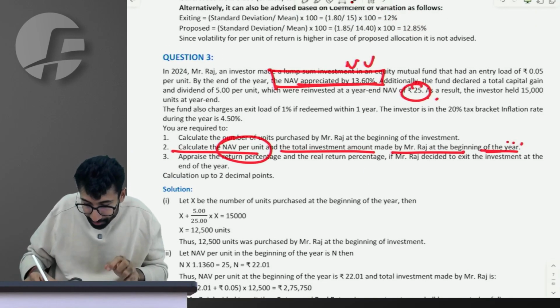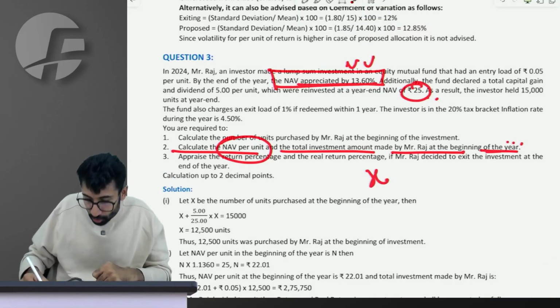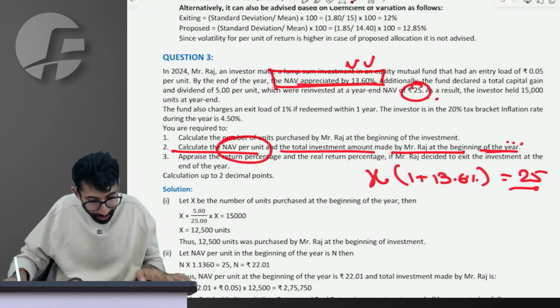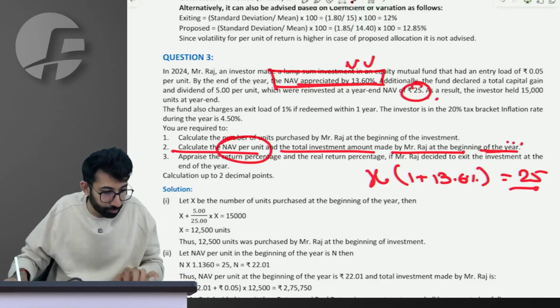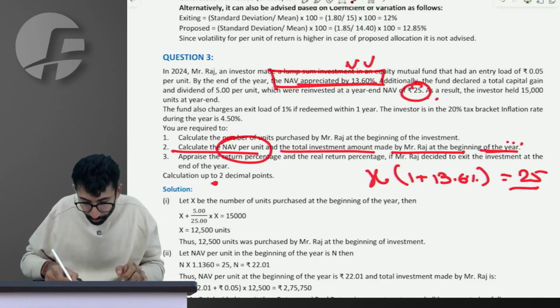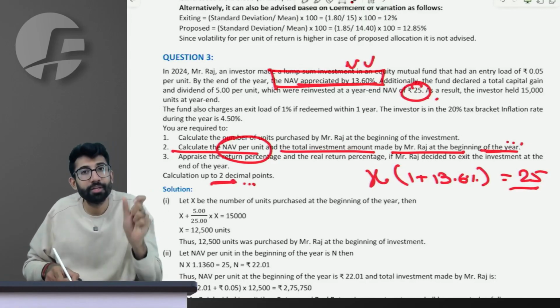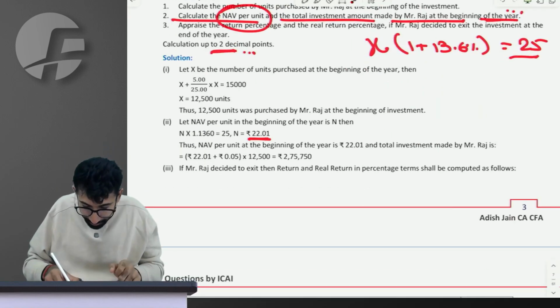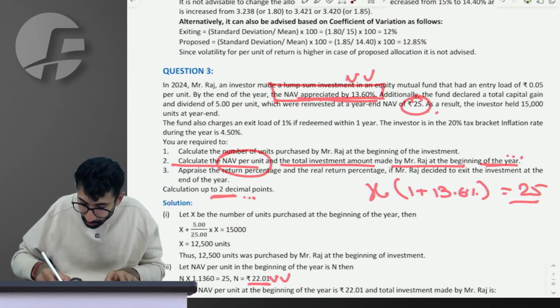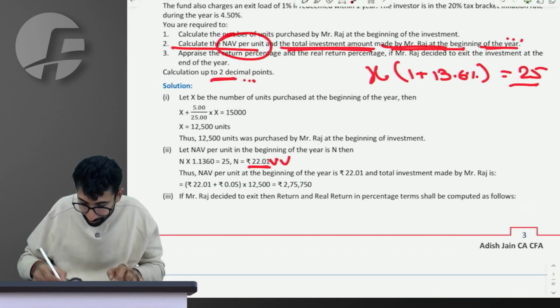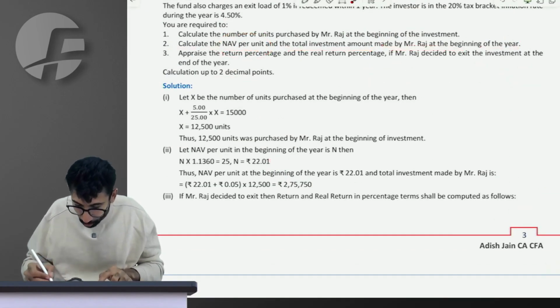Please apply common sense. Let's say the opening NAV is X. So X multiplied by 1 plus 13.6% is closing NAV of 25. So 25 divided by 1.136 gives me 22.007. Since you have to take it till 2 digits after the decimal point, 22.007 as 22.01 is the opening NAV. That's clear. Total investment. So multiplied by 22.01 multiplied by 12,500 units is 25,125 as the amount of investment.